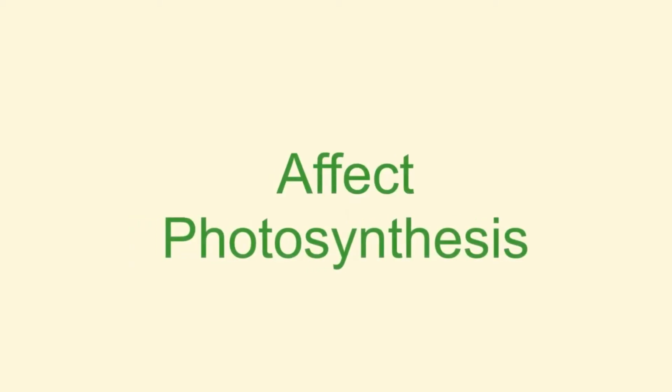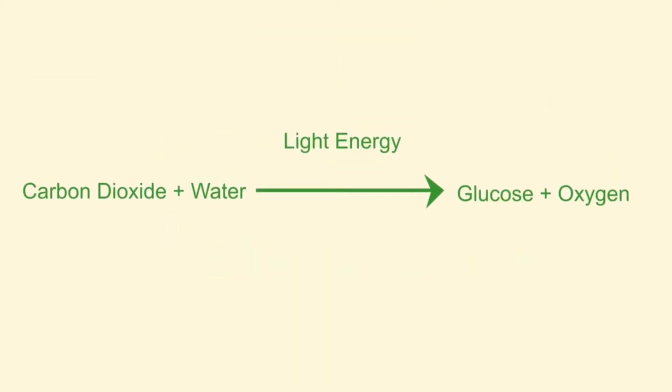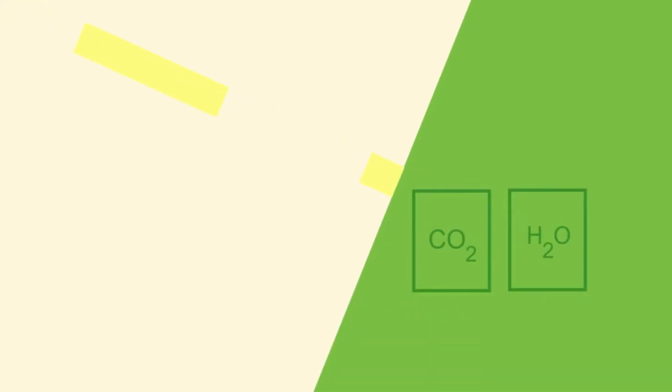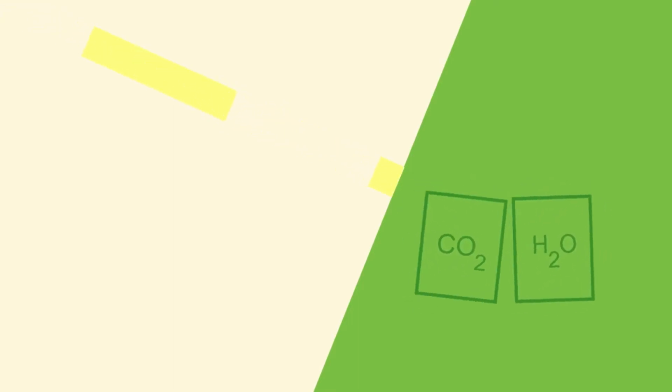We're going to have a look at the factors that affect the rate of photosynthesis. There are 3 main factors: light intensity, carbon dioxide concentration, and also temperature. These factors are called limiting factors. Light is essential for photosynthesis, as it provides the energy to split the water and therefore enable carbon dioxide and water to react. No light, no photosynthesis.